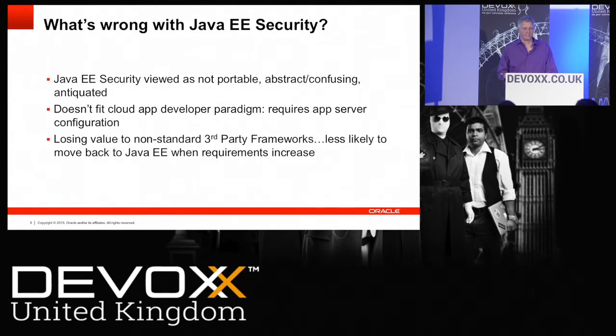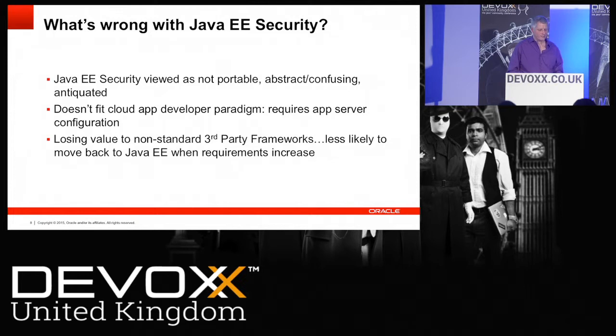So generally, what's wrong with Java EE security, and I'm talking about the Java EE standard security, is that it's viewed as not portable, abstract, confusing, antiquated. It was built in a day when the sysops and the server were supposed to take care of security for you, and applications were just supposed to be plugged in and that's it. That's sort of changed now. Now that we have this cloud app developer paradigm, we don't want the application server to take care of all that configuration for you. We want to allow the application itself to be able to configure some of that security.